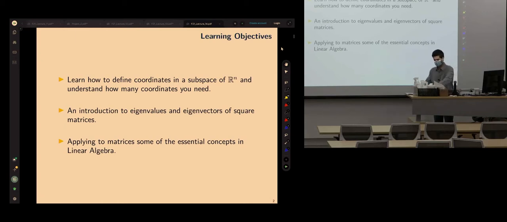So our goal is to learn how to define coordinates in a subspace of Rn. Rn is a vector space. And understand how many coordinates you need for defining a subspace. And subspace includes the space itself, because every space is its own subspace as well.